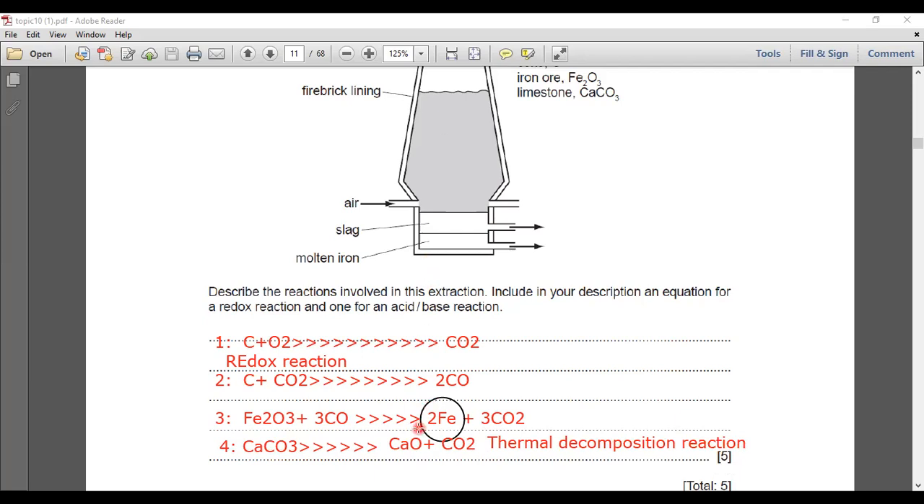Now, can I ask what is the importance of CaO? I added calcium carbonate, which is limestone, because it decomposes to form CaO plus CO2. Why do I need CaO? What is the importance of CaO? What about impurities?